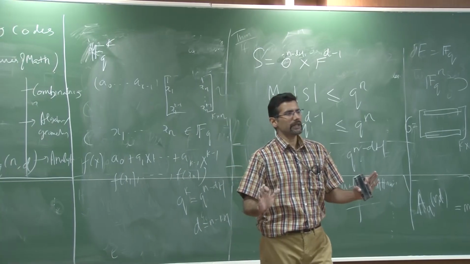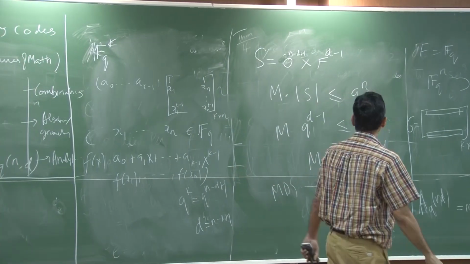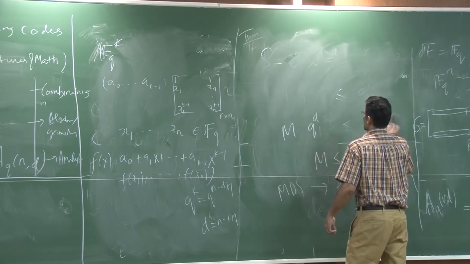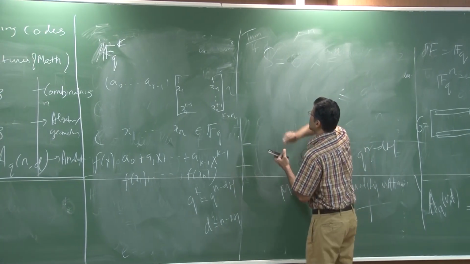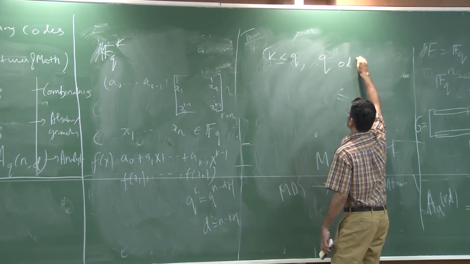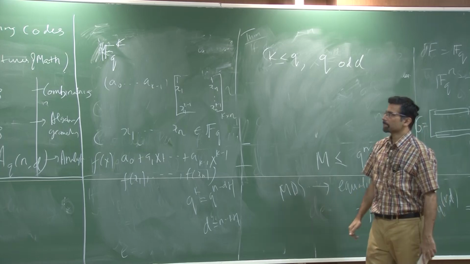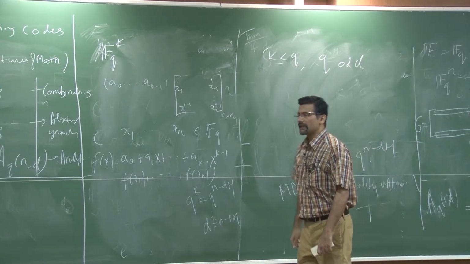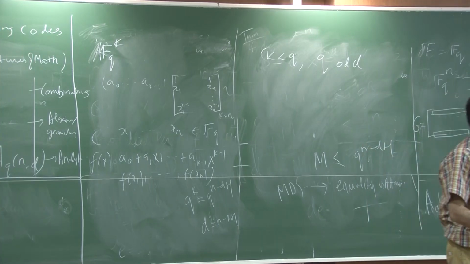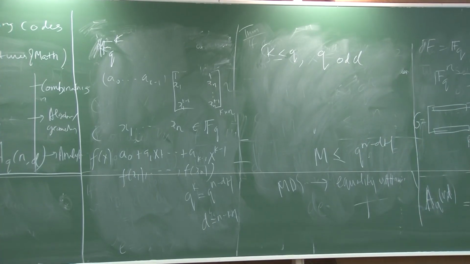Look at k by n matrices over a finite field. I will make it a little bit more precise. Let's assume k is less than q, and q is odd. Can you actually find k by n matrices such that any k columns are linearly independent? That is the question.